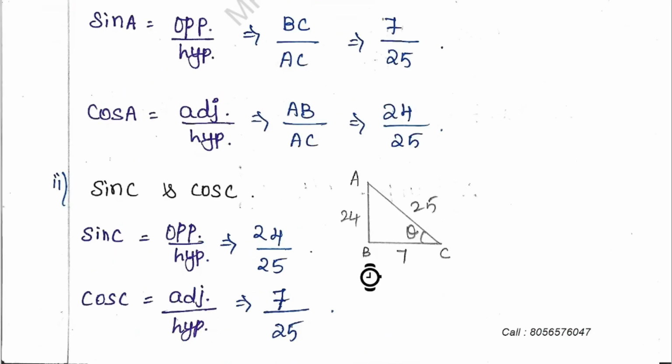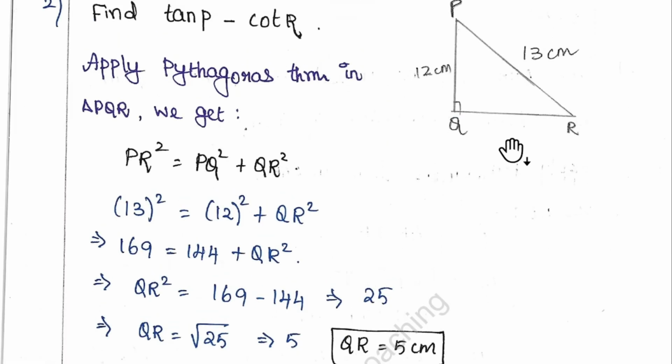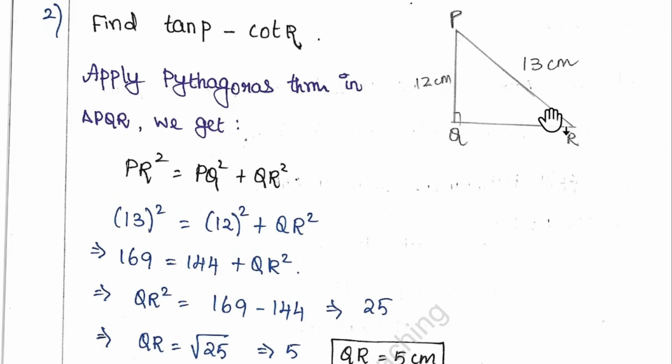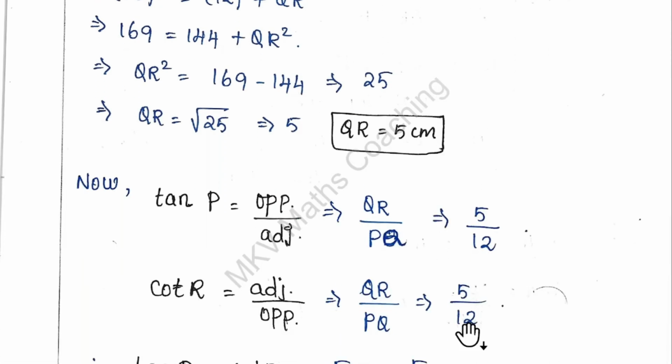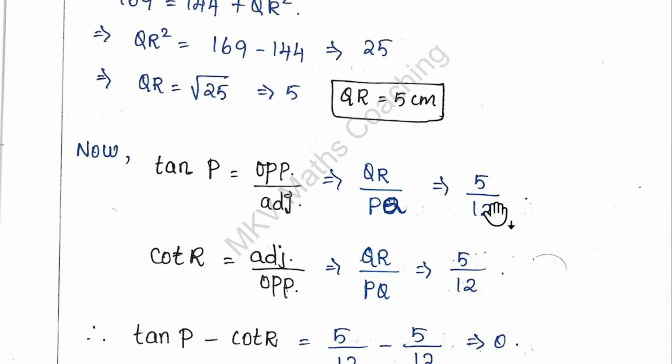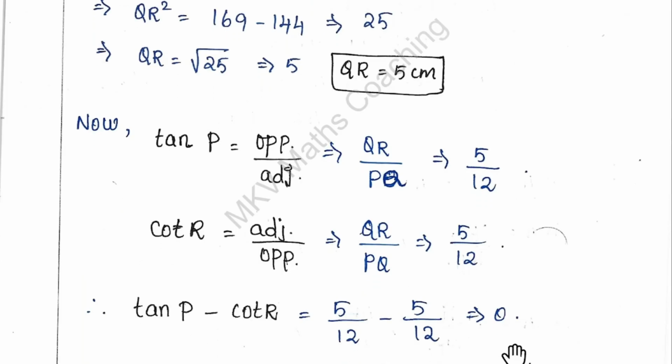For finding cot R, you need to place the theta in the place of R, right? So cot R formula is adjacent by opposite. So adjacent is QR. QR is 5. Opposite to R is 12 centimeters. So that is also 5 by 12. So you end up with 5 by 12 and 5 by 12. You need to find tan P minus cot R. If you subtract, I am getting the value of 0.